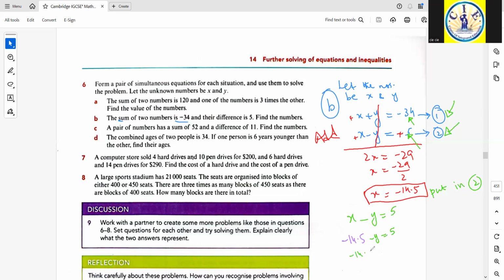So negative 14.5 minus 5, when I shift this 5 to this side and shift this negative y to the other side, that would make it positive. So this is negative 19.5, which is the value of y. So the two numbers in this case are negative 14.5 and negative 19.5. That completes this question.